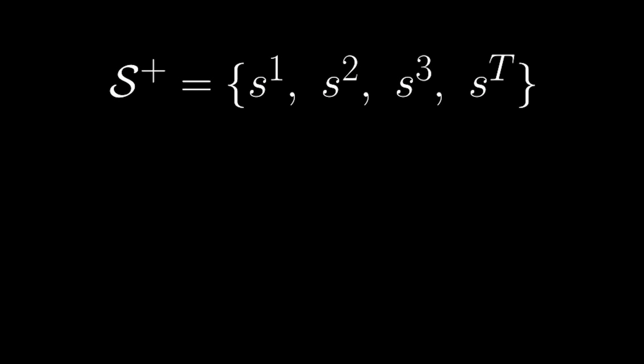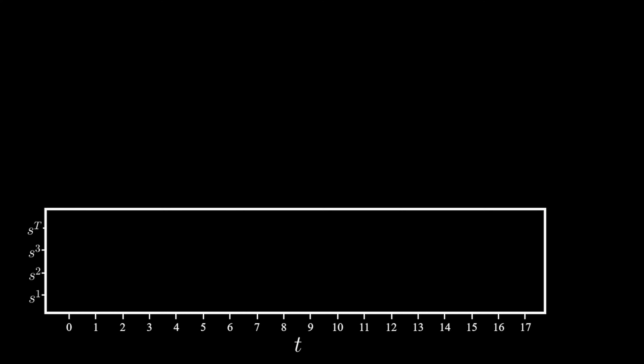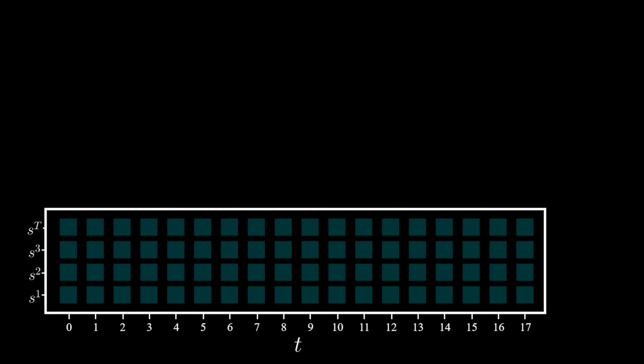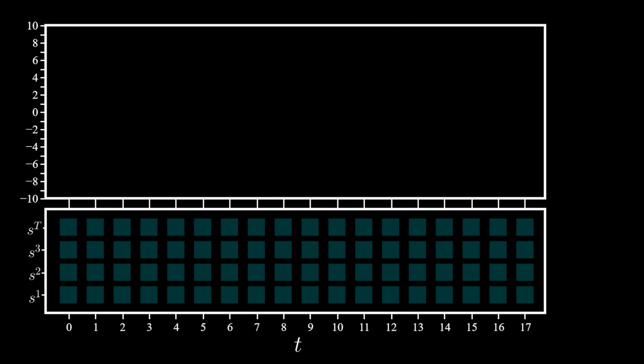We have 4 possible states, S1, 2, 3, and T, where S capital T is a terminal state. The possible rewards are the integers from -3 to 3, and there's no discounting. And just like in Monte Carlo, we don't get to know the distribution function. From here, we can visualize our sequence of states over time with this grid, and our rewards with this. Let me explain. I'll walk through an episode.